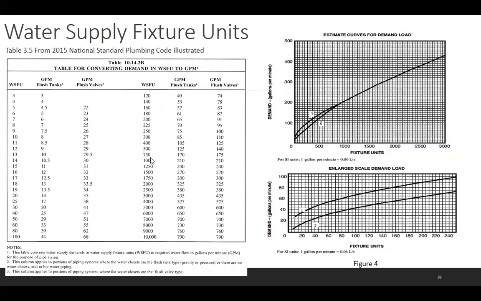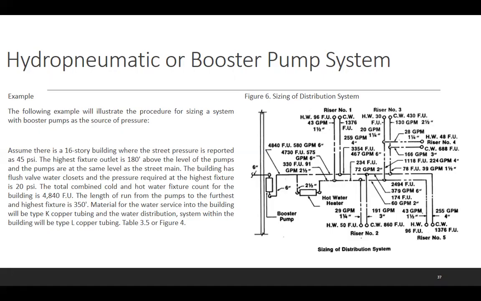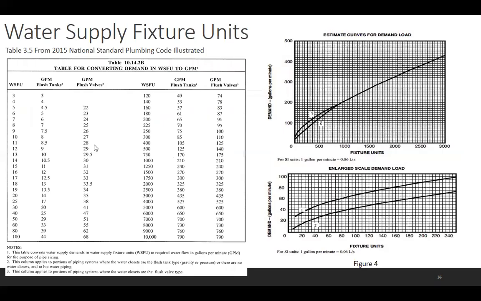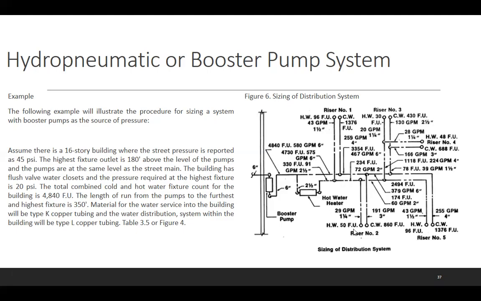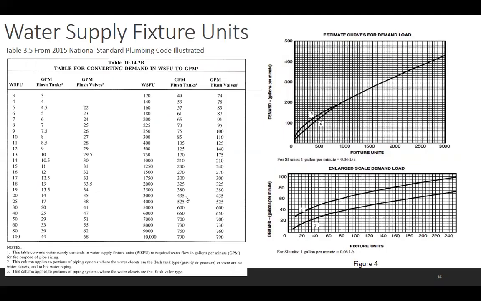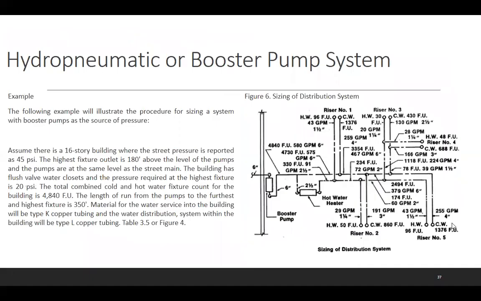Ito yung gamitin mong table, 3.5 or figure para kunin mo yung flow rate, GPM. For example, 1376 FU, this is flush valve water closet. So dito ka kukuha sa may flush valve. And this one is 1376. Yan, in between siya ng 150 and 1 to 5. Interpolate mo para makuha mo yung value between 240 to 270. This will become 255 GPM.